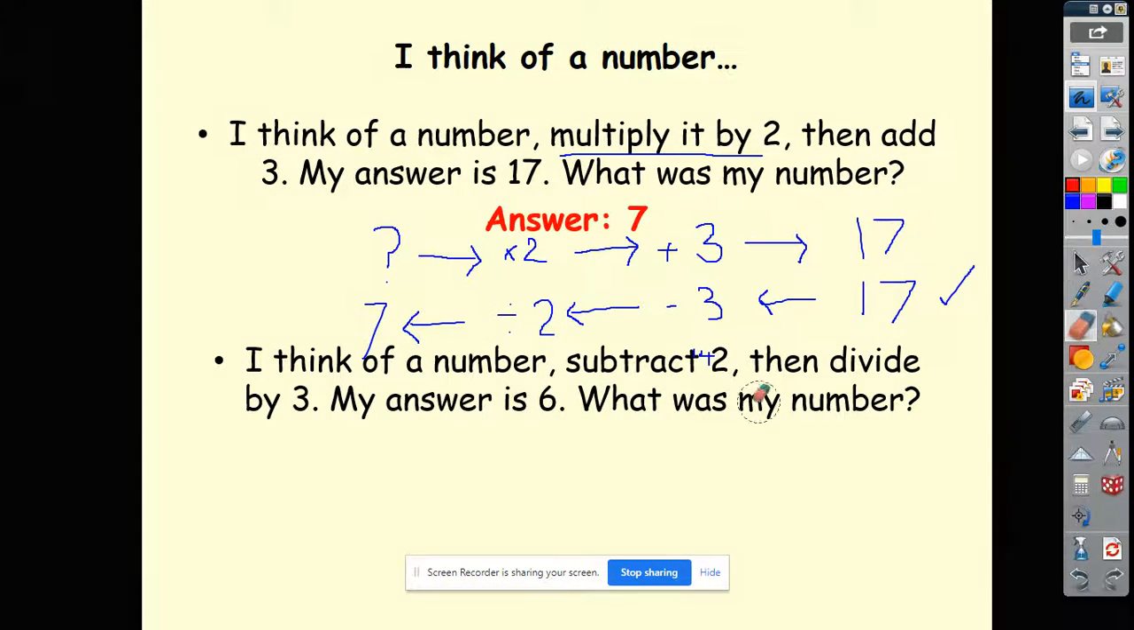So this time you think of a number, you're subtracting 2 and then you're dividing it by 3 and the answer is 6. So let's write that up first. So I'm thinking of a number which you don't know. It tells me to subtract 2 first. I'm going to say subtract 2. I'm then going to divide it by 3. Okay, so it told me think of a number, subtract 2, which we've done, then divide by 3, which we have done, and my answer is 6.